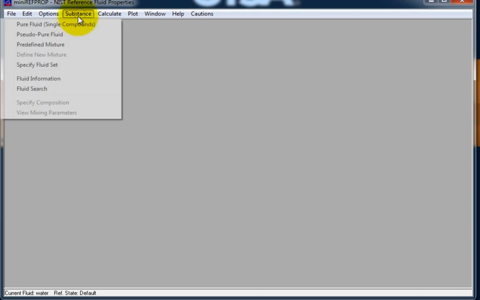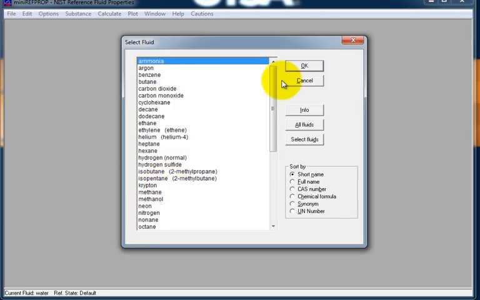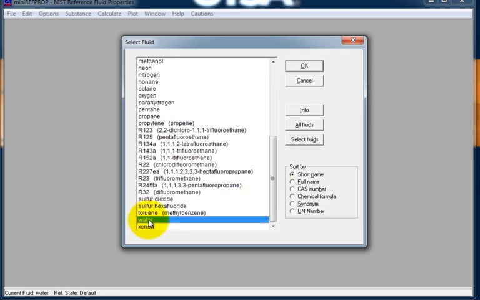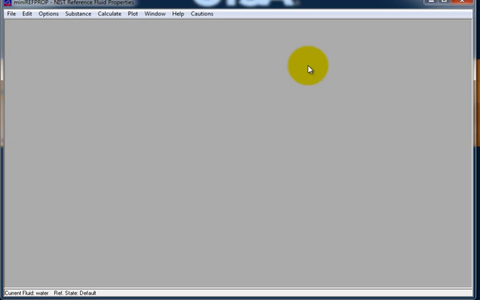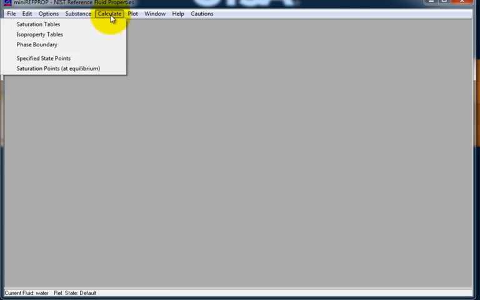All right, we pick our substance. Well, it's a pure substance. They do have mixtures and all kinds of crazy stuff. Let's not do that. There's a lot of substances on here, but you'll only have the minimum, right? Water and a refrigerant here or there. Okay, there's water. It's now picked as my substance. Now, I can do some calculation. I can calculate it at specific states, and we're going to do that.